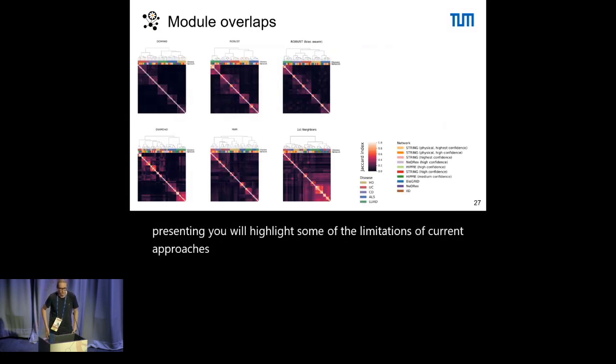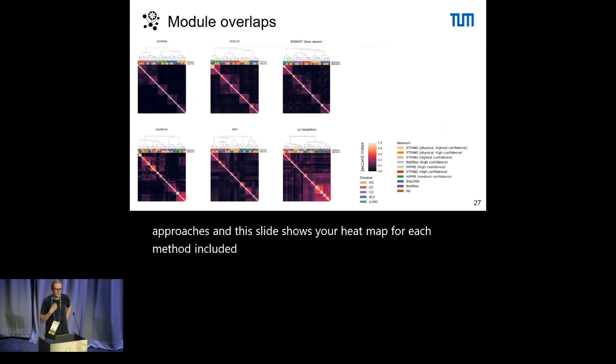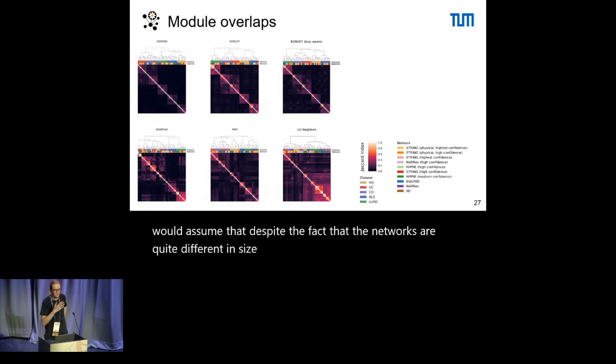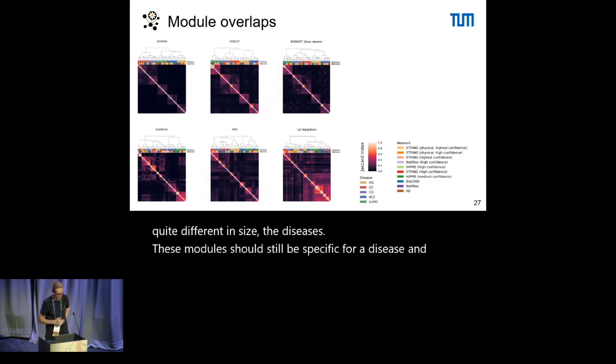This slide shows you a heat map for each method included, visualizing the Jaccard similarity of modules obtained using different diseases and networks. Here we would assume that despite the fact that the networks are quite different in size, the disease modules should still be specific for a disease and therefore cluster in the heat map.